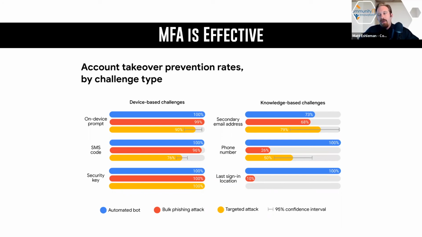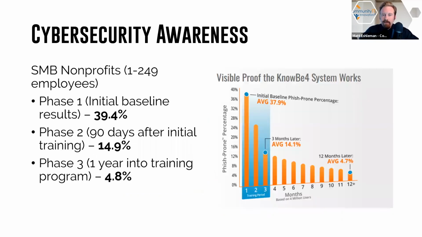You want people to use the platform in the right way. So multi-factor authentication is extremely effective, and cybersecurity awareness training is also extremely effective. This is some information from the vendor that we use, KnowBe4. These are real numbers that we see. Whenever we do baseline phishing tests for a new organization, we will see up to 40% of people clicking on links in emails. I mean, it's unbelievable.